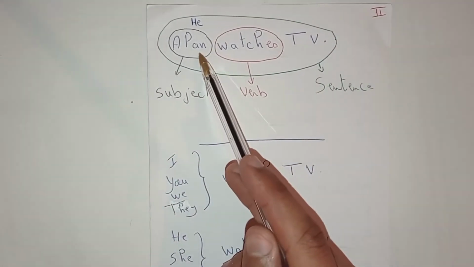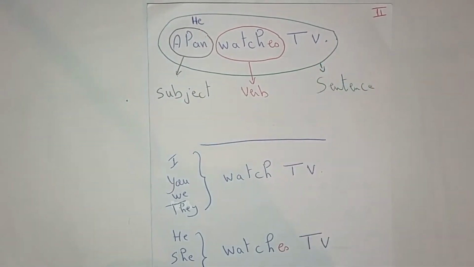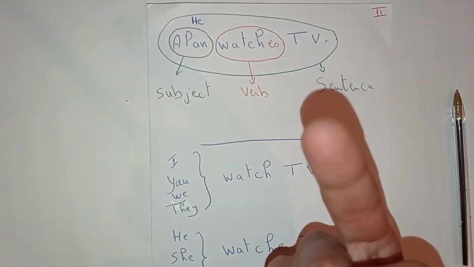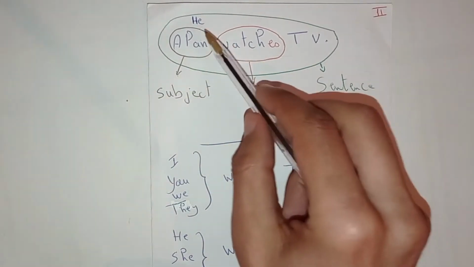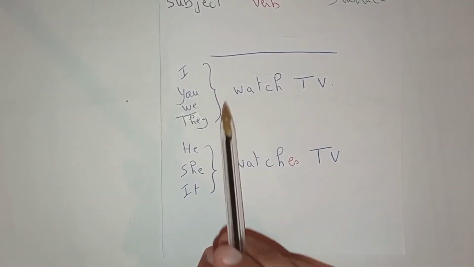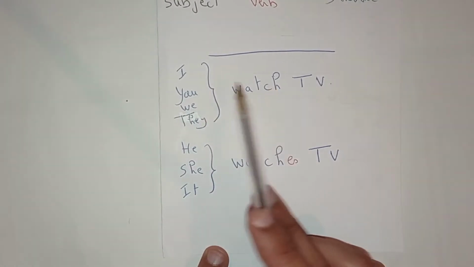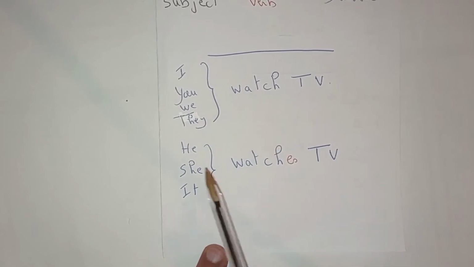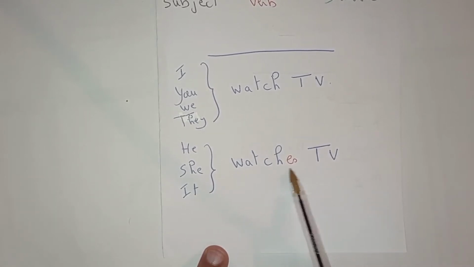So here we can replace Alan with he, with this subject pronoun. Alan is a male and singular. One person, one boy. So he watches TV, Alan watches TV. So here, as you can see, in I, you, we, they, we have nothing here. We say I watch, you watch, we watch, they watch. In he, she, it, we say he watches, she watches, it watches. We have here es, okay?